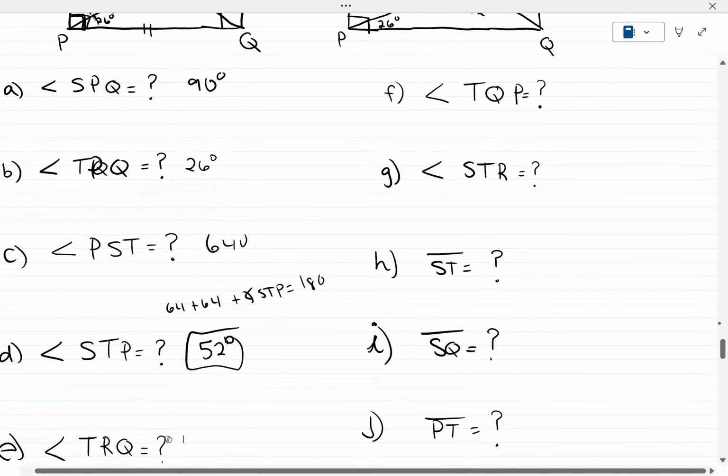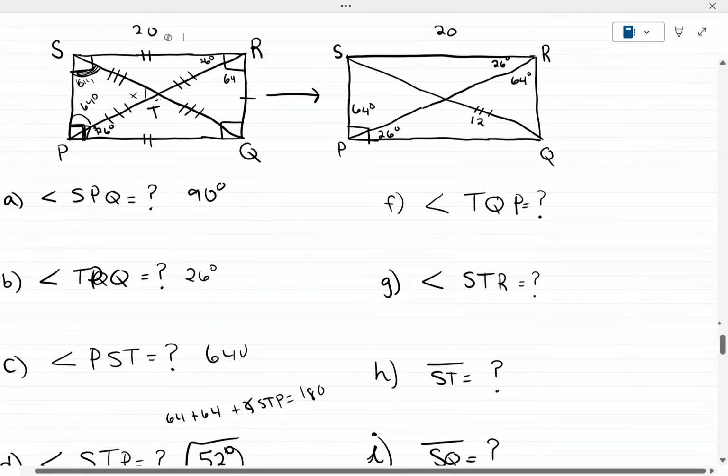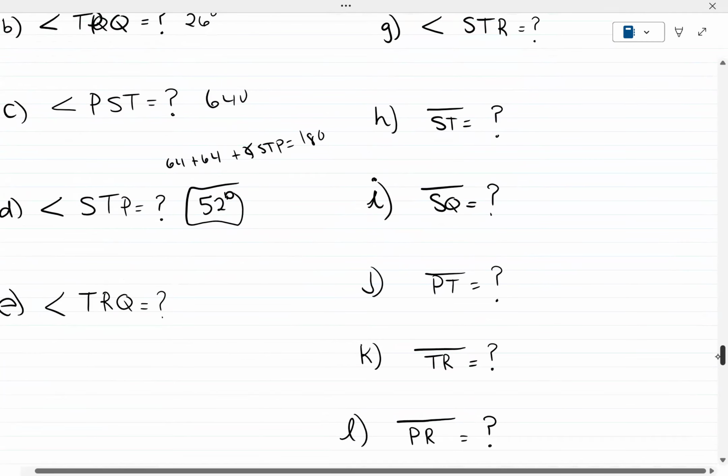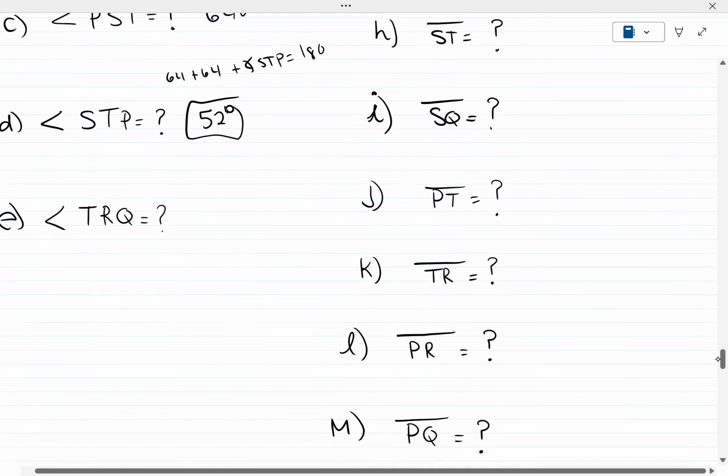What about E? What is the angle of TRQ? TR. It's this small angle here, and this is going to be 64 because of alternate interior and alternate exterior angles. So the letter E is TRQ, which is 64 degrees.